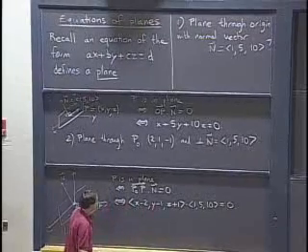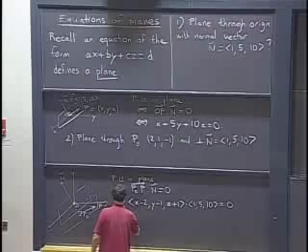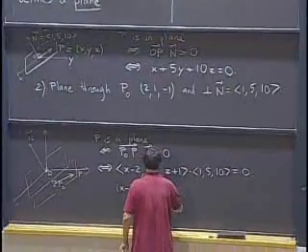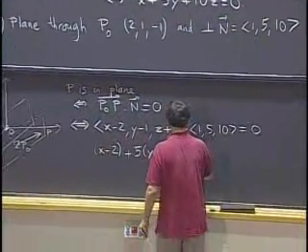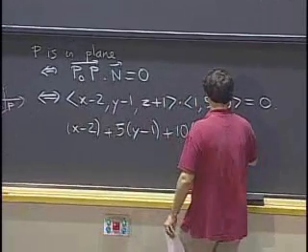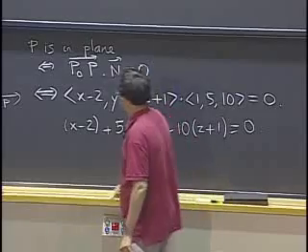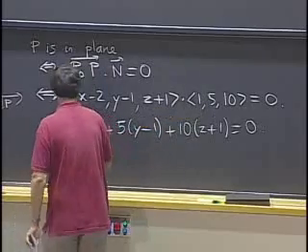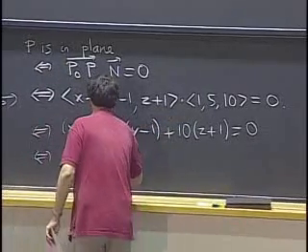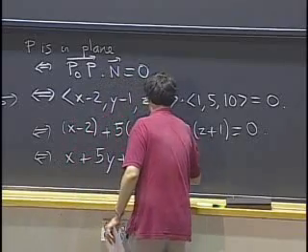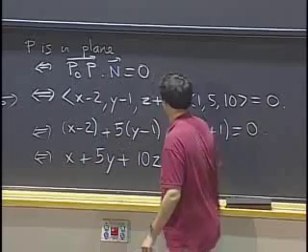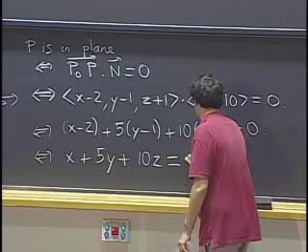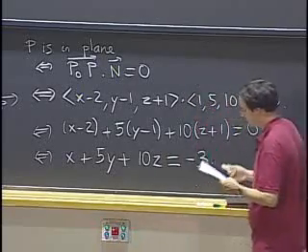Or let's expand this. Well, we get x minus 2 plus 5 times y minus 1 plus 10 times z plus 1 equals 0. Or let's put the constants on the other side. We get x plus 5y plus 10z equals, well, here we have minus 2 becomes 2, minus 5 becomes 5, 10 becomes minus 10. I think we end up with negative 3.